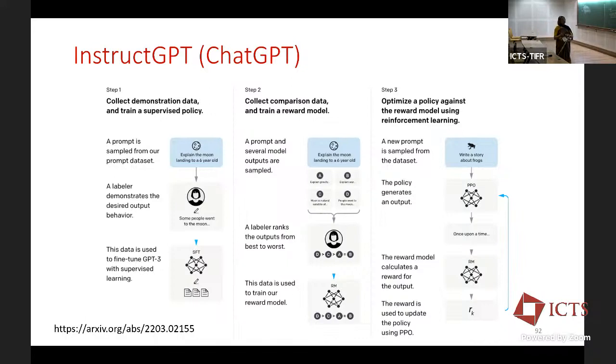In the third step, you optimize a policy against the reward model using reinforcement learning. So you sample a prompt. Suppose you have 4 models, 4 strategies. Out of these 4, you sample 1, and from that policy, you get the output. And the reward model calculates a reward for the output, and you update the policy, right?